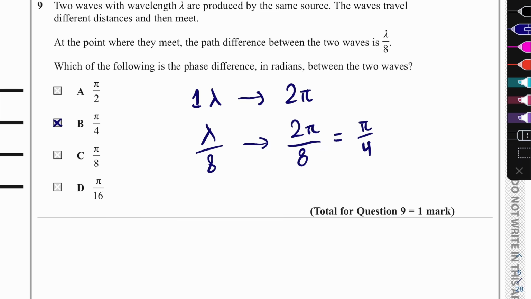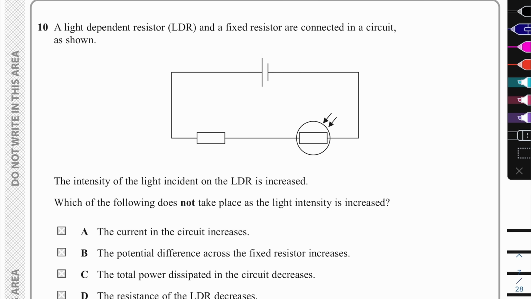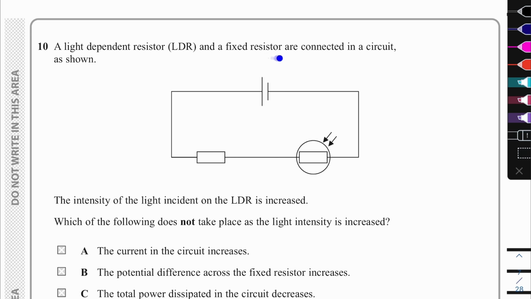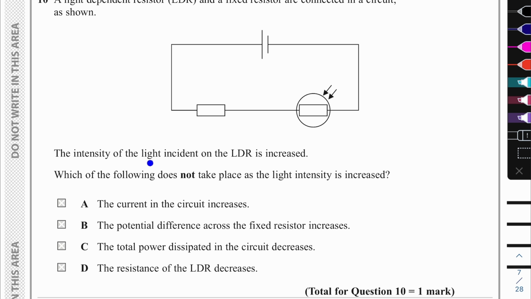All right, let's move on to question number 10. A light dependent resistor, LDR, and a fixed resistor are connected in a circuit as shown. So this is R, this is our LDR. The intensity of the light incident on the LDR is increased. Which of the following does not take place in the circuit as the light intensity is increased? So they're saying which of these are not happening.